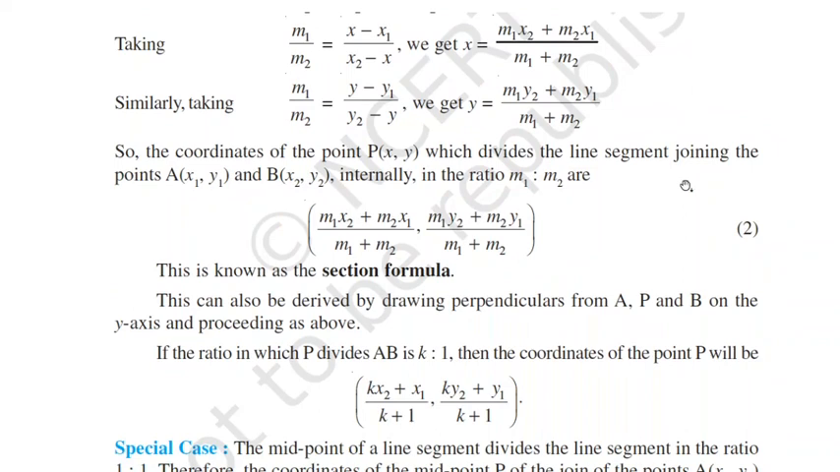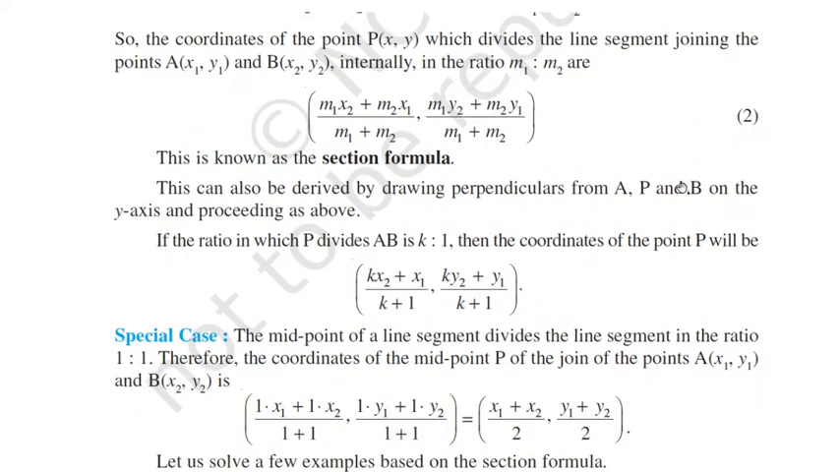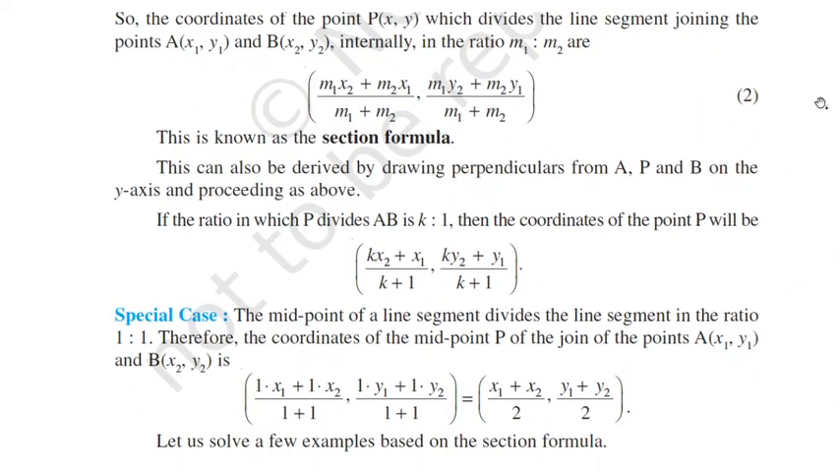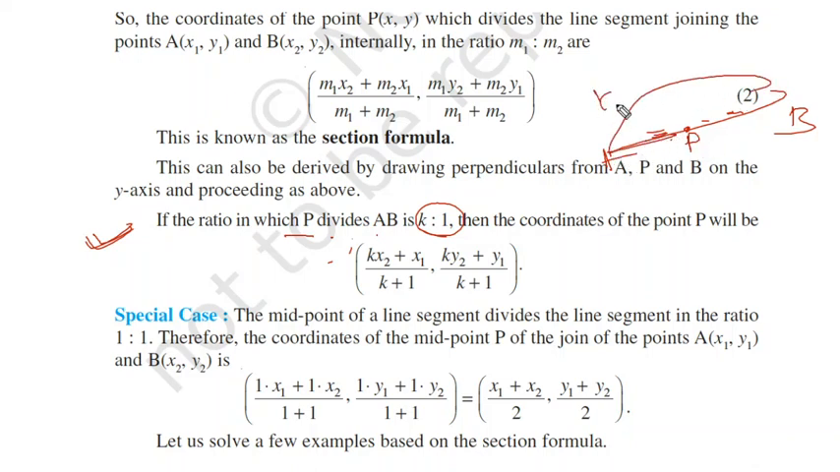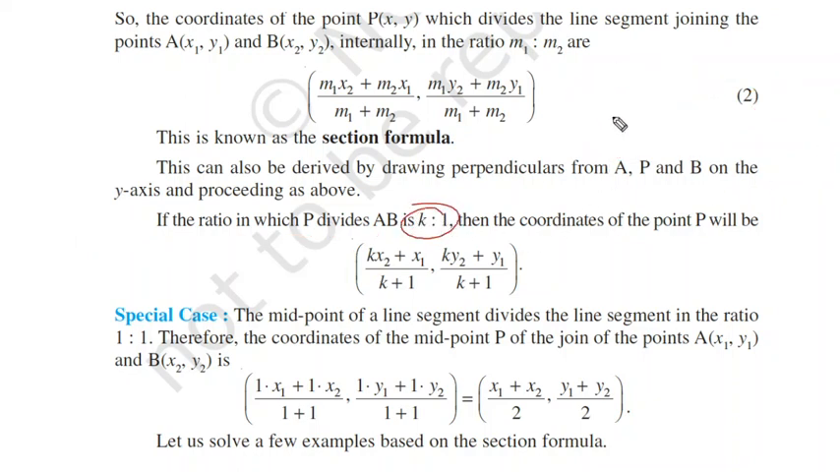Now, there are some special cases you can also take. Okay, this is important. If the ratio in which P divides AB is k is to 1. Remember that the point P was dividing A and B into some ratio. Now suppose we assume that this point P is dividing AB into k is to 1, like this. Then what will be there?